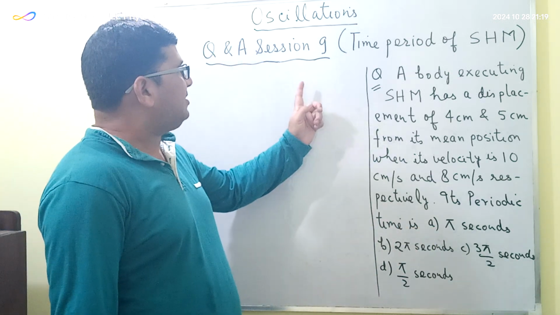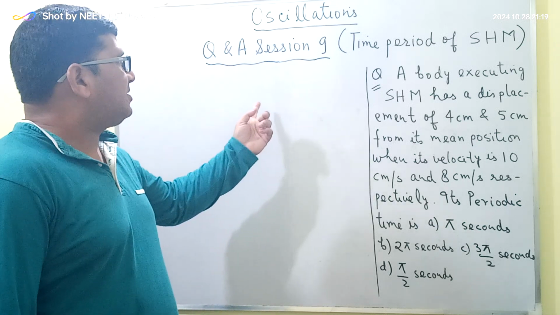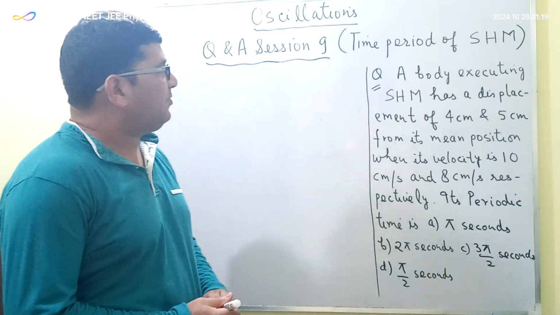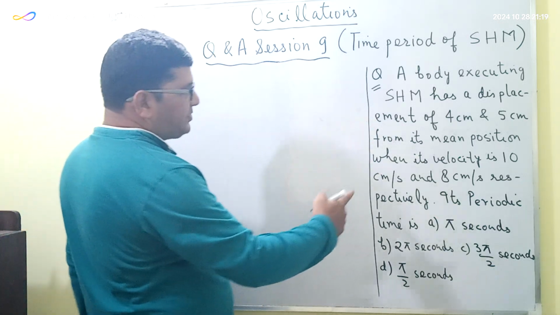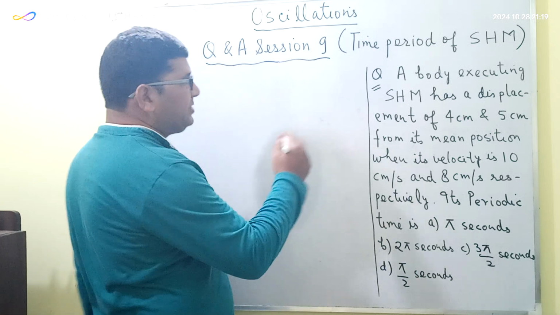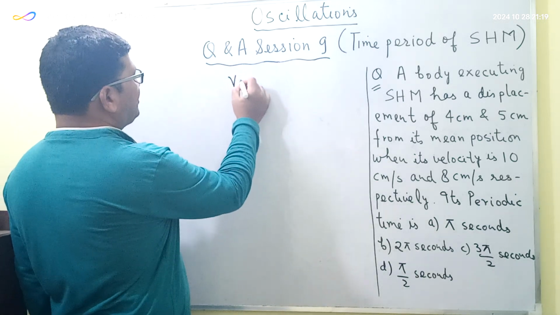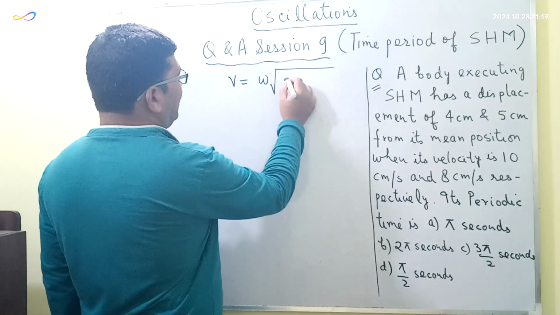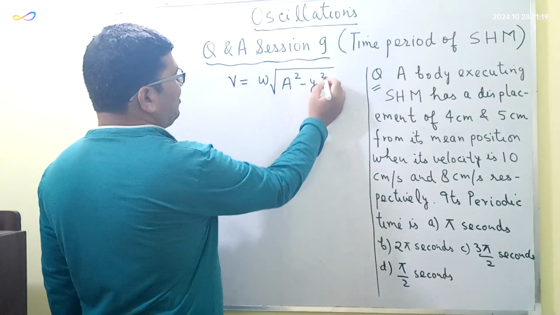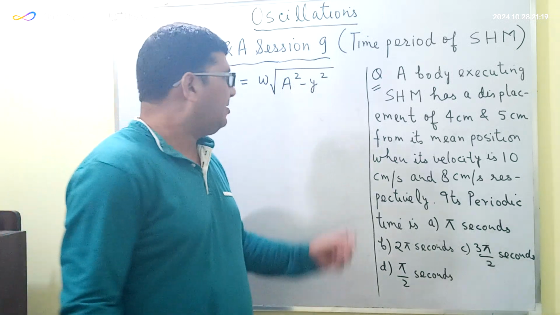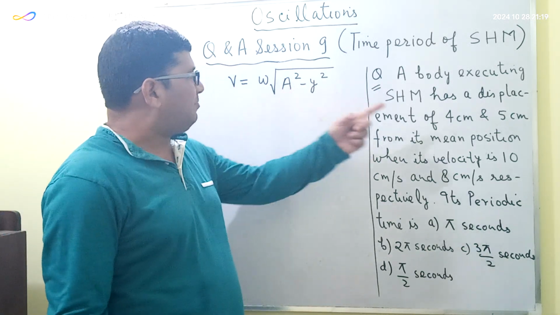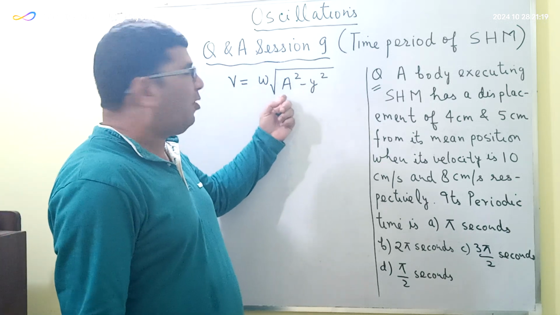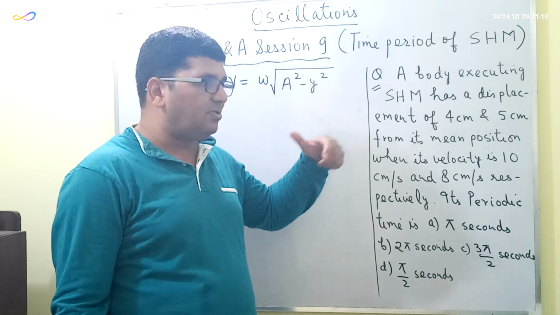Now this session is related to session number 3, in which we derived the equation for the velocity of the particle executing simple harmonic motion, and the velocity is equal to omega under root a square minus y square, where y is the displacement at any moment of time, a is the amplitude of the simple harmonic motion, and omega is the angular frequency. Now this formula was derived in session number 3, so everyone can go through that session.